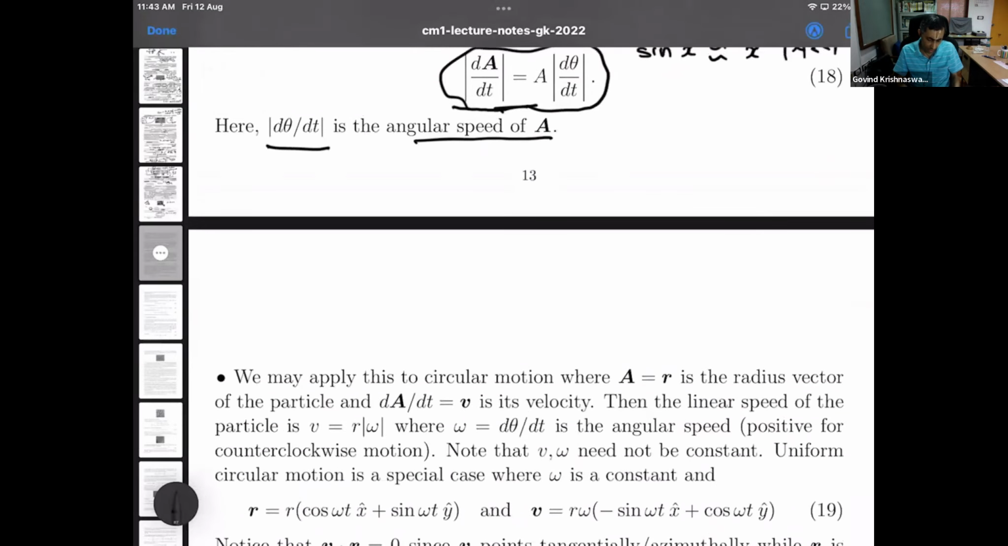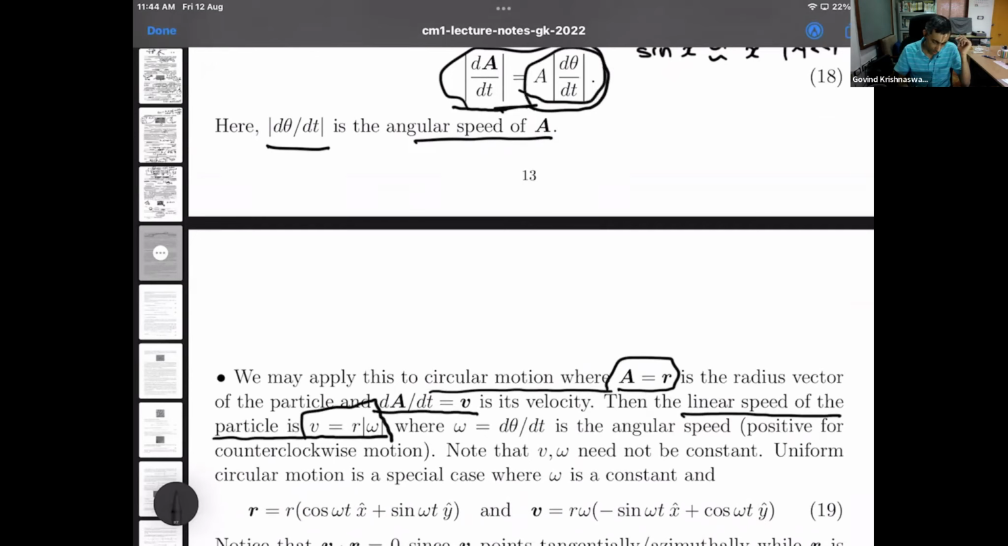Now we may apply this calculation to circular motion where A is given by the radius vector itself. Then dA by dt is simply the velocity vector and its magnitude is the linear speed of the particle. And what we have then demonstrated is that this linear speed of the particle is given by r times the angular speed of the particle. V is equal to r omega. That's what we have shown by applying it to this case. Omega, d theta by dt, is the angular speed of the particle.